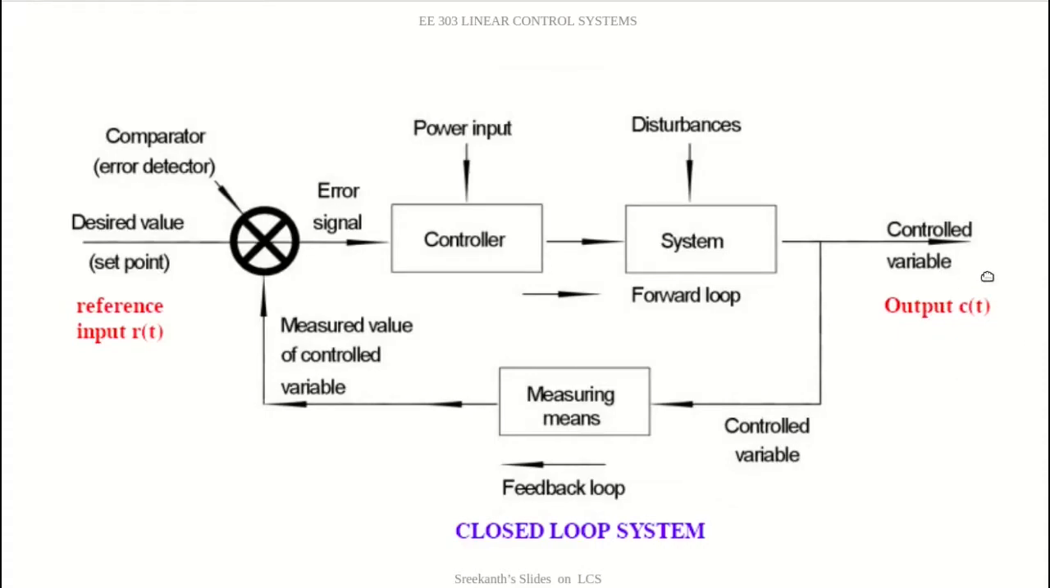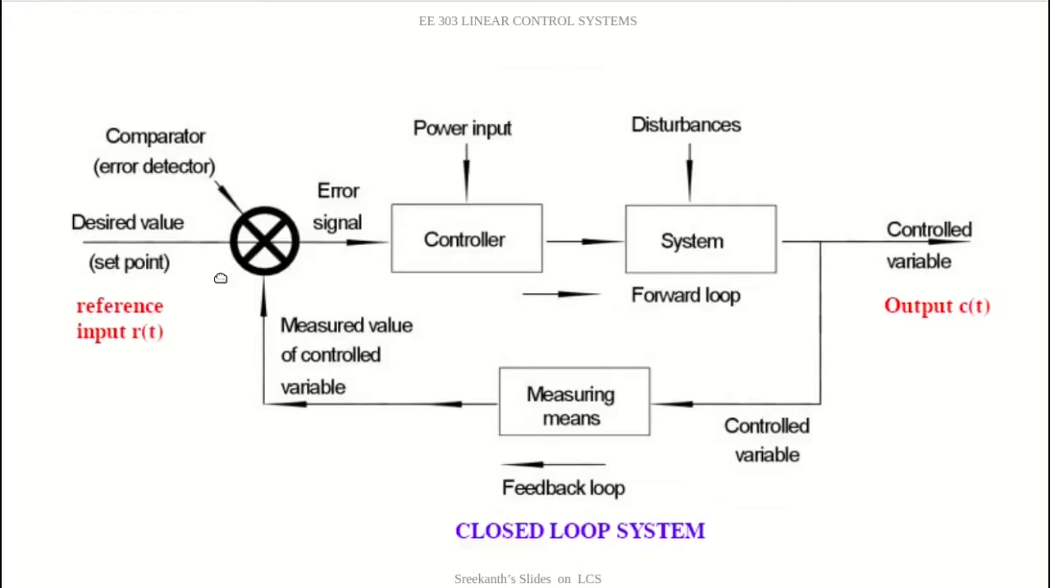So let's start with the controlled variable or the output. Now what will be the output? That is being fed into the measuring means or the sensors, and that value is being sent to a comparator or an error detector. Now at this comparator or the error detector, the desired value, the value that we want, gets compared with the actual value or the present value of the output.